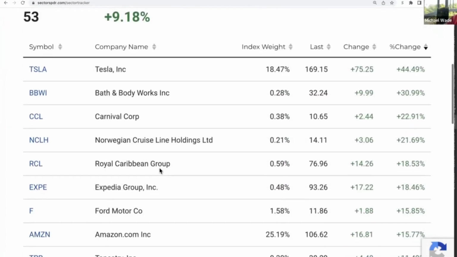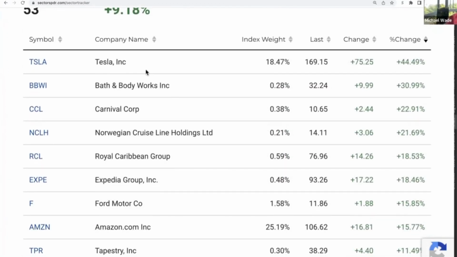And guess who's on the top of the list? Tesla, which is a stock we played last week. And we made a good little profit, 13% or so in 3 days on Tesla. I would be willing to go after Tesla again right now.